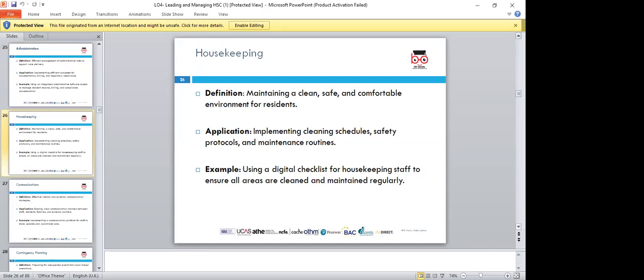Definition: maintaining a clean, safe, and comfortable environment for residents. Application: implementing cleaning schedules, safety protocols, and maintenance routines. Example would be using a digital checklist for housekeeping staff to ensure all areas are cleaned and maintained regularly.